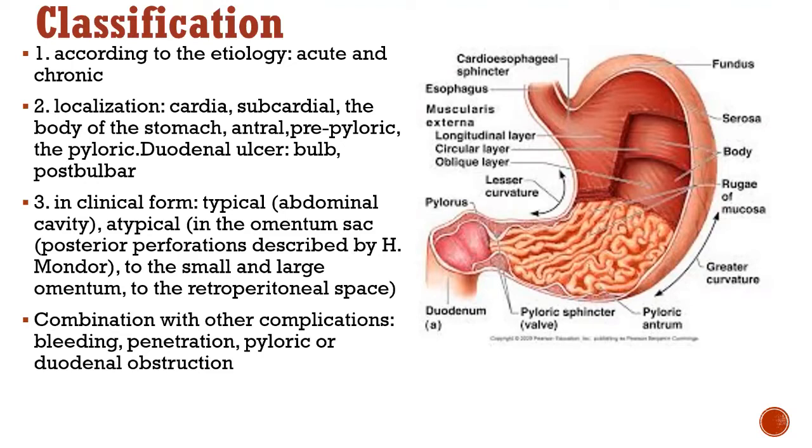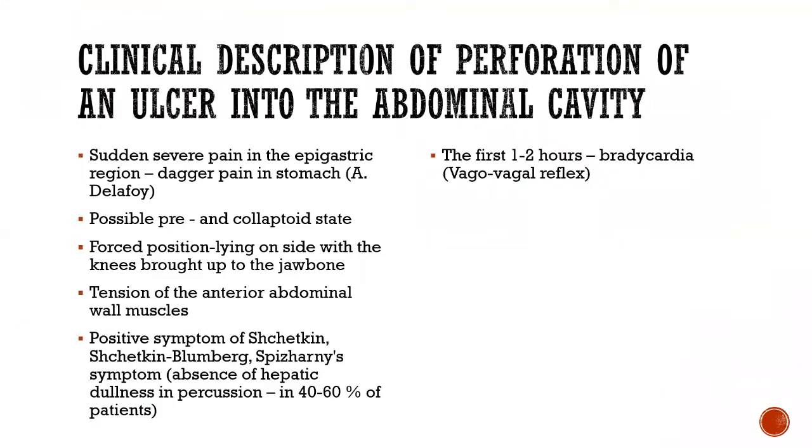Today we'll speak about the classical form, typical perforation. The clinical description. The first symptom is the pain. It will be a sudden severe pain in the epigastric region, the dagger pain in the stomach, like a dagger strike. It's a symptom of DLFR.